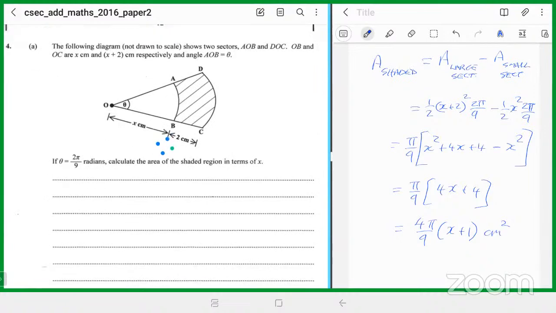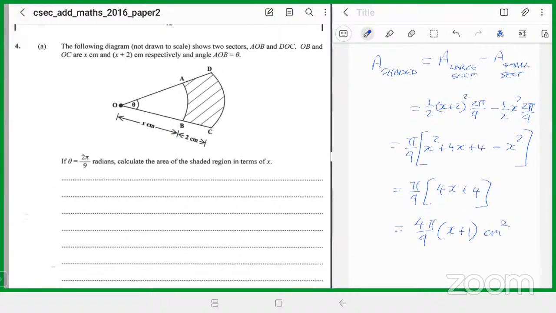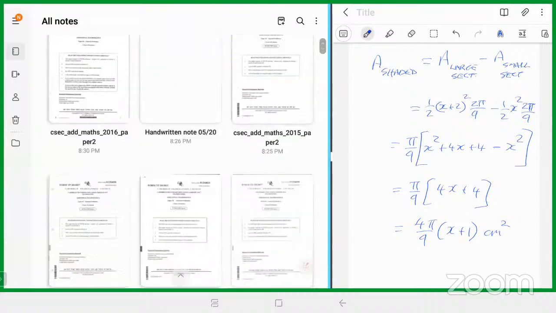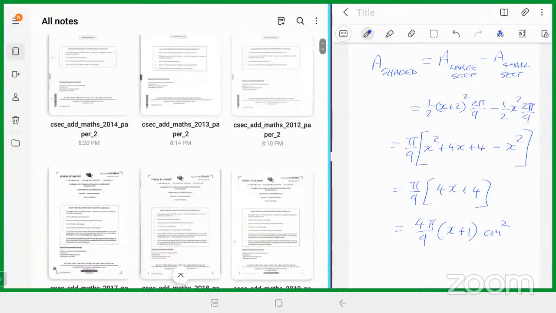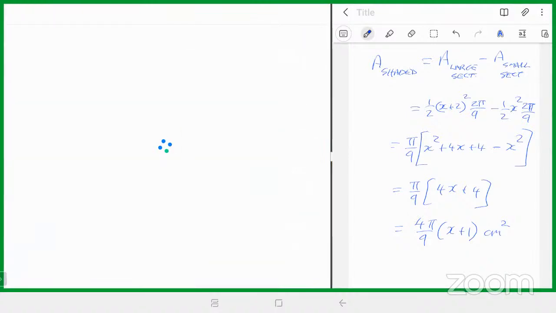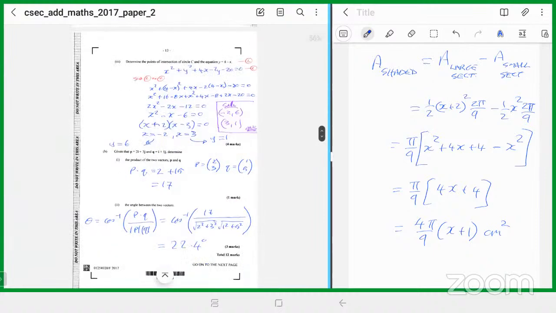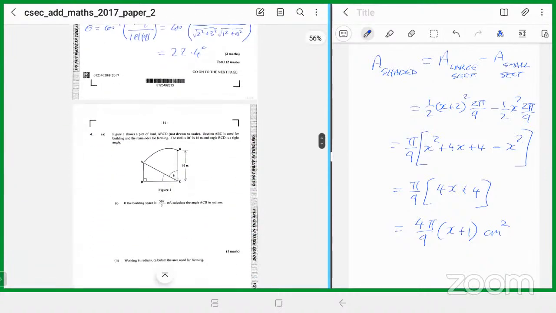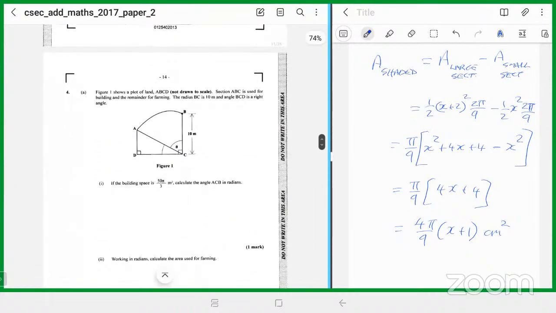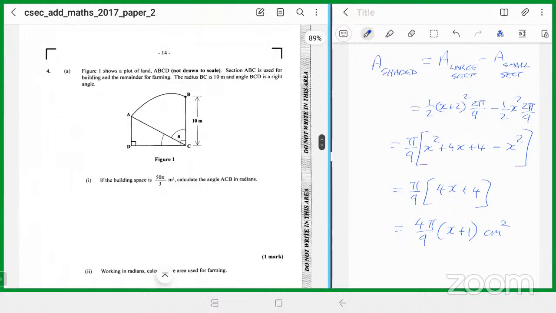Let's go to 2017. 2017 is right here. All right, I think we can start working on the paper itself. This is the 2017 paper. Let's start this one. All right, let's see.